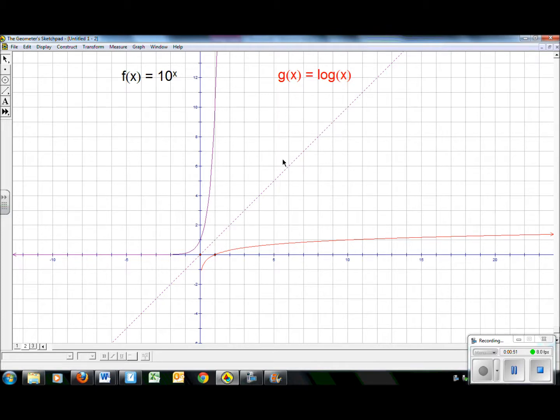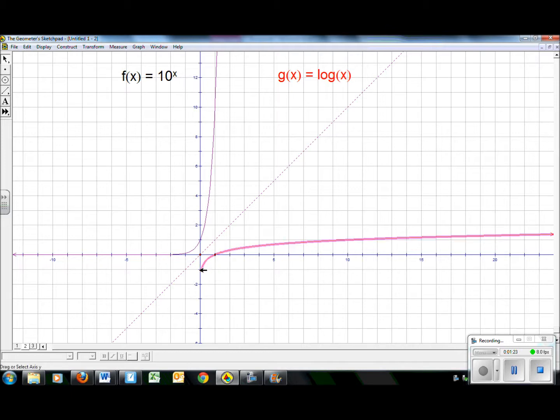And checking to see that it is indeed a reflection across the line y equals x, well, I have the point 0, 1, and in the inverse it's now 1, 0. I have the point 1, 10. In the inverse, I have the point 10, 1. We have the point negative 1 comma 1/10, and then in the inverse that would be 1/10 comma negative 1, and that does seem to fit.